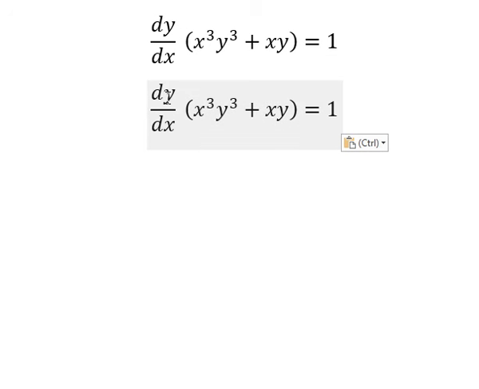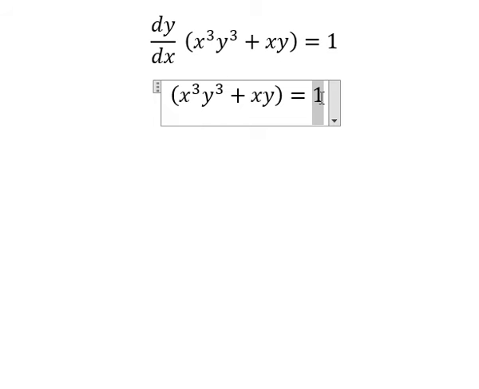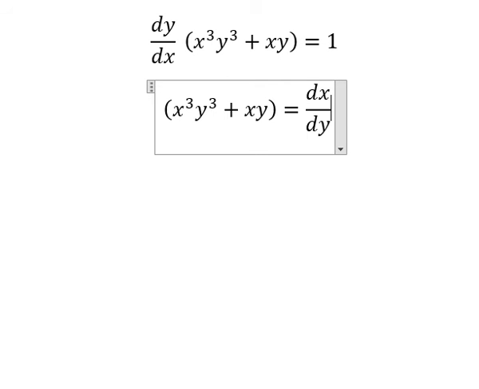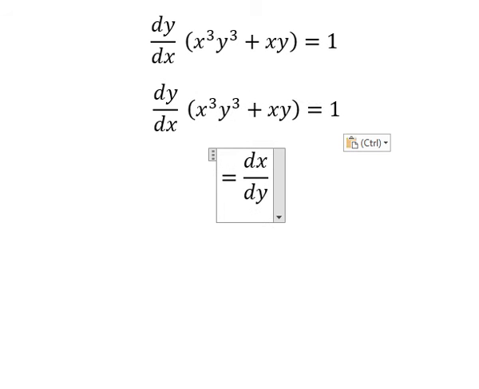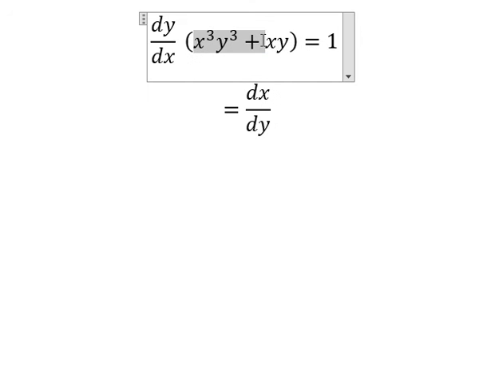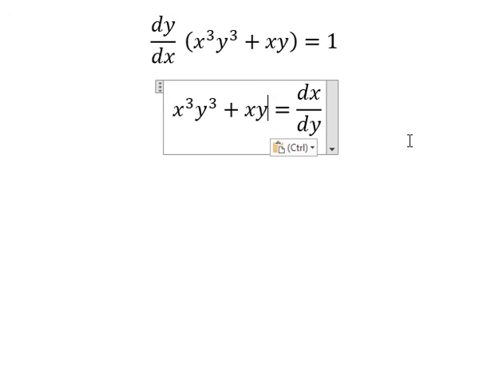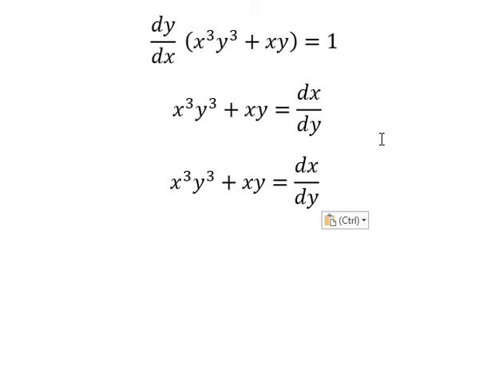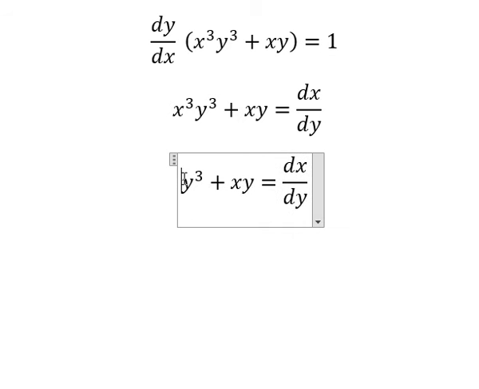We need to divide dy over dx. We need to open parentheses. Next, we need to divide both sides by x to the power of 3.